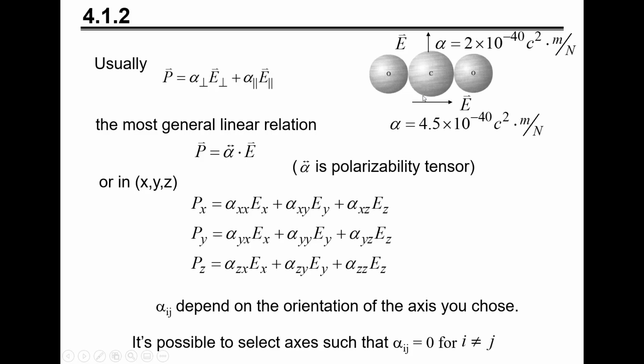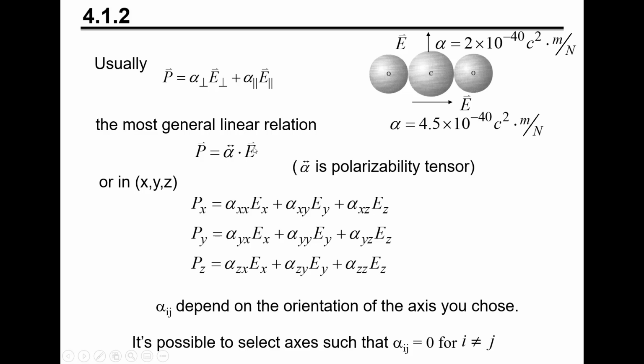Now, when the field is at some angle to the axis, we must resolve it into parallel and perpendicular components and multiply each by the appropriate polarizability according to this equation. So you have p is equal to alpha perpendicular multiplied by the perpendicular component of the electric field plus alpha parallel multiplied by the electric field parallel.